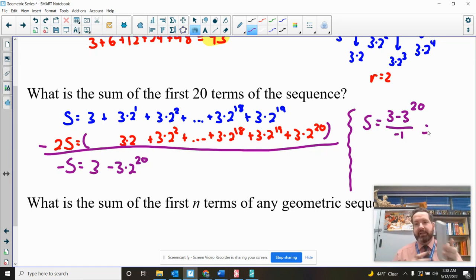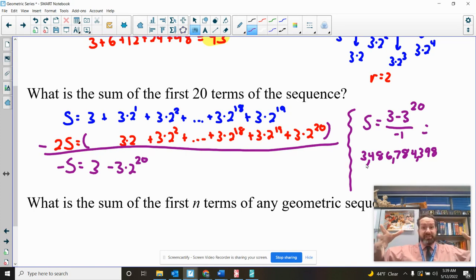I'm just going to pull up my handy handheld graphing calculator and do 3 minus 3 to the 20th, which is, that's a big one, -3,486,784,398, and divide it by -1, which is going to make it positive 3,486,784,398. This is a big one. One thing you will find is that these geometric sequences, the numbers can get very big very fast. And so if you're adding them all together, you're going to get a sum that is also very big.